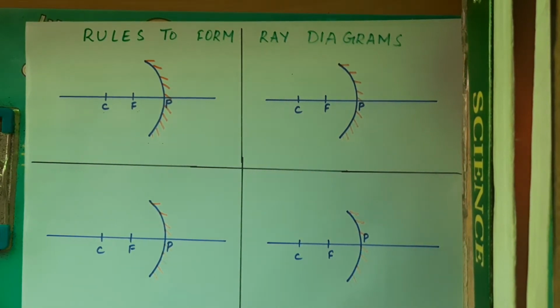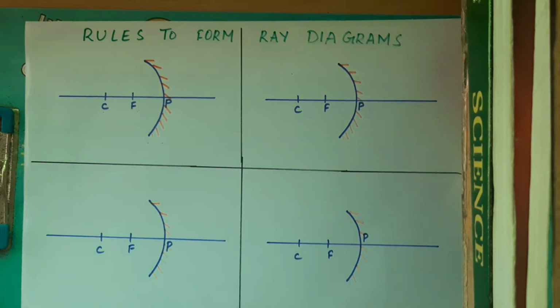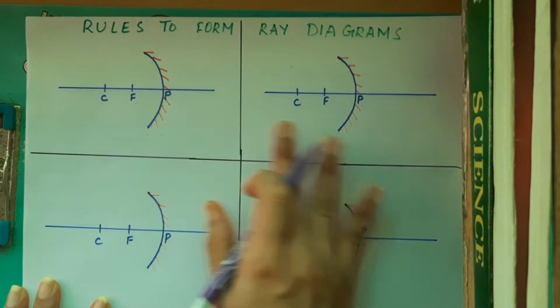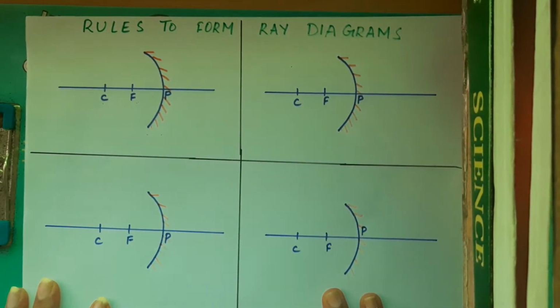Hello everyone. In this video I will be teaching you some rules to form ray diagrams, and also we will move on to the formation of ray diagrams in case of concave and convex mirrors. So let's start. Here you can see four diagrams, right? These four diagrams are for concave mirrors.